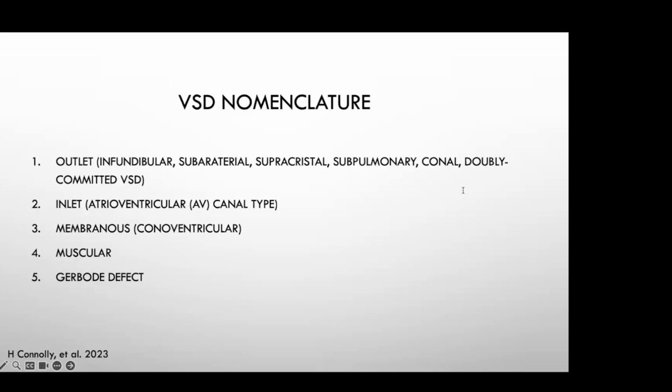VSDs come in four main types. You can have outlet, inlet, membranous, and muscular defects, as well as Gerbode defects. Outlet defects have many different names. They are sometimes called infundibular, subarterial, supracrystal, subpulmonary, conal, doubly committed VSDs. They probably have some other names too. Inlet VSDs are sometimes called AV canal type defects, and they're the other part of that story of AV canal defects that I was talking about before. Membranous defects can also be called conoventricular defects, muscular, and Gerbode.